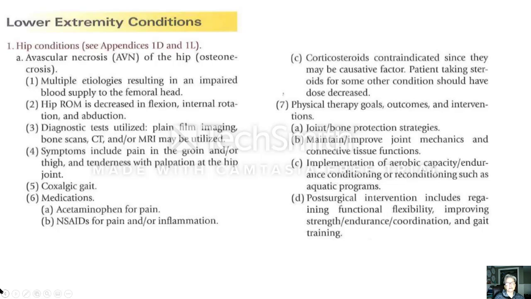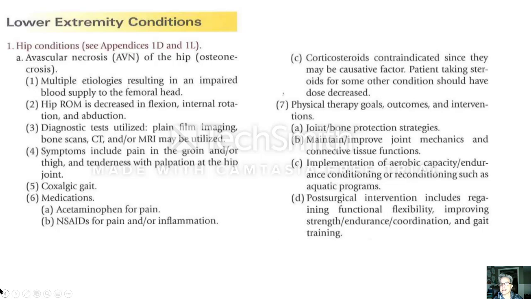The diagnostic tests utilized include plain film imaging, bone scans, CT, or MRI. Symptoms include pain in the groin and/or thigh, and tenderness with palpation at the hip joint. Coxalgic gait. What does that look like? Medications. Acetaminophen for pain. NSAIDs for pain and/or inflammation.